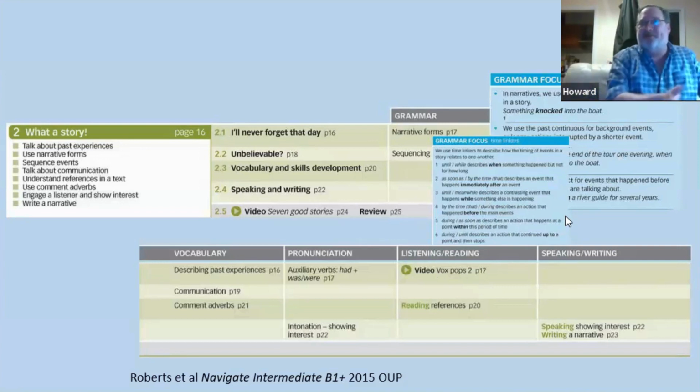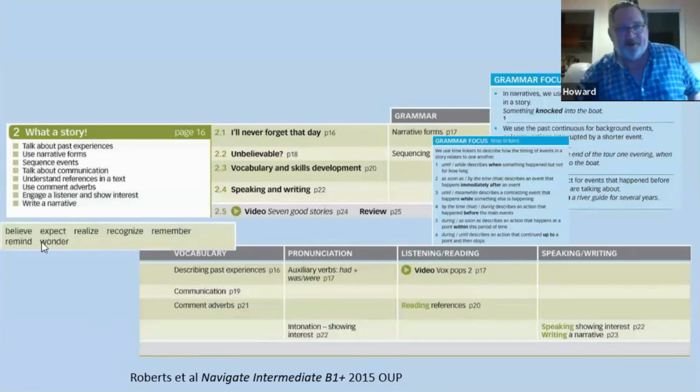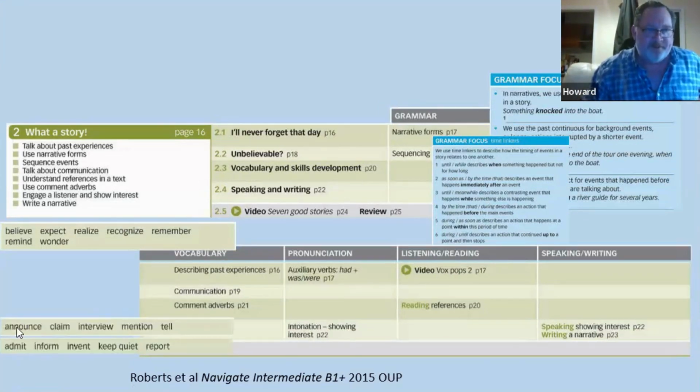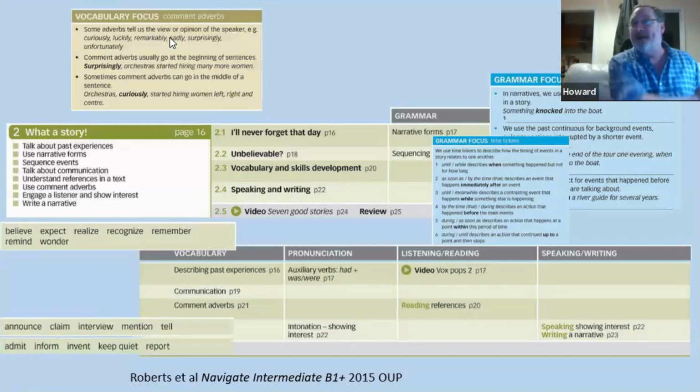And we also have a lexical focus, which is linked to our theme by and large, and often tied tightly in with the grammar point that we're doing. In this case, we have describing past experiences. So we've got some verbs to talk about things that might come up in a story, and some more verbs about communication, so that we can explain who said what to whom, and what happened. We've also got some comment adverbs, those adverbs that go at the beginning of a sentence to comment on the sentence to make our stories more exciting.